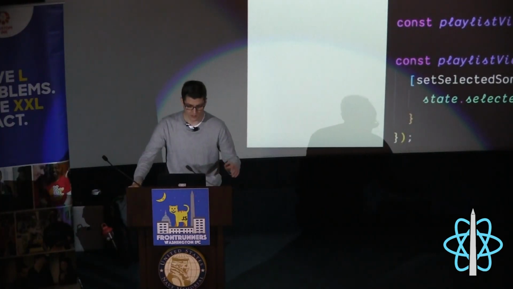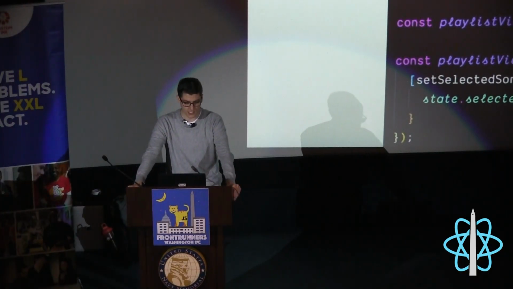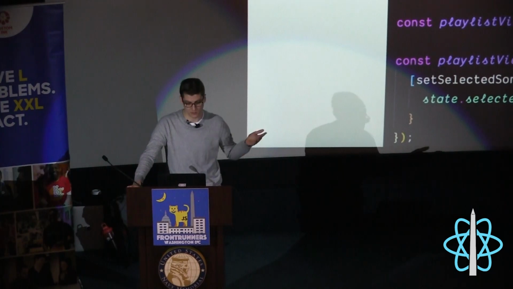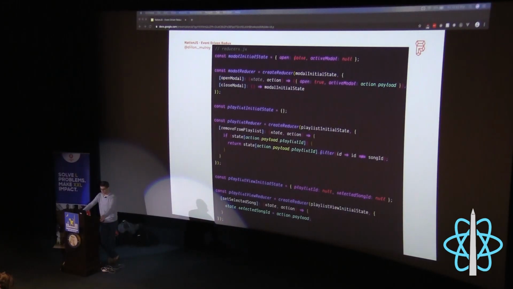So let's look at our reducers, right? We have three. We've got our modal reducer, which has an open modal action it listens for, which basically just takes the name of the modal component we want to open. We have a playlist reducer, which is responsible for our playlist entity, and that listens for the remove from playlist action. So it will get an action with a payload with a playlist ID and a song ID, checks if we actually have that playlist, and if it does, we're going to filter out the song and remove it.